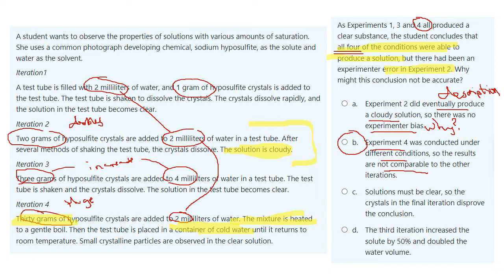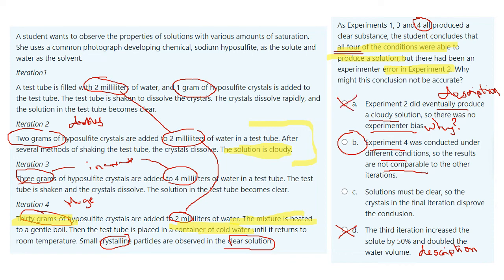And then C, solutions must be clear, so the crystals in the final iteration disprove the conclusion. Well, it is clear with crystals, but we do have a clear solution. And then D, the third iteration increased the solute by 50% and doubled the water volume. This is a description. It does not tell us why it was good or why it was bad. So it's not going to be D and it's not going to be A.